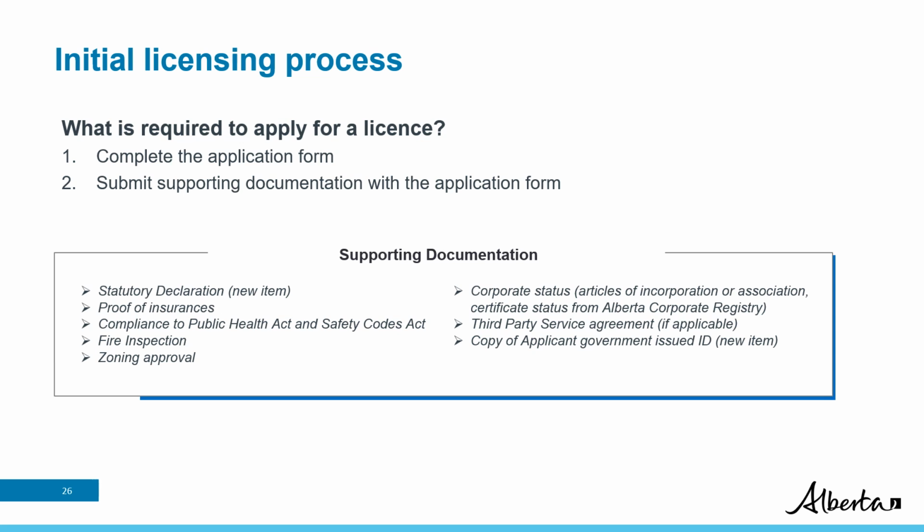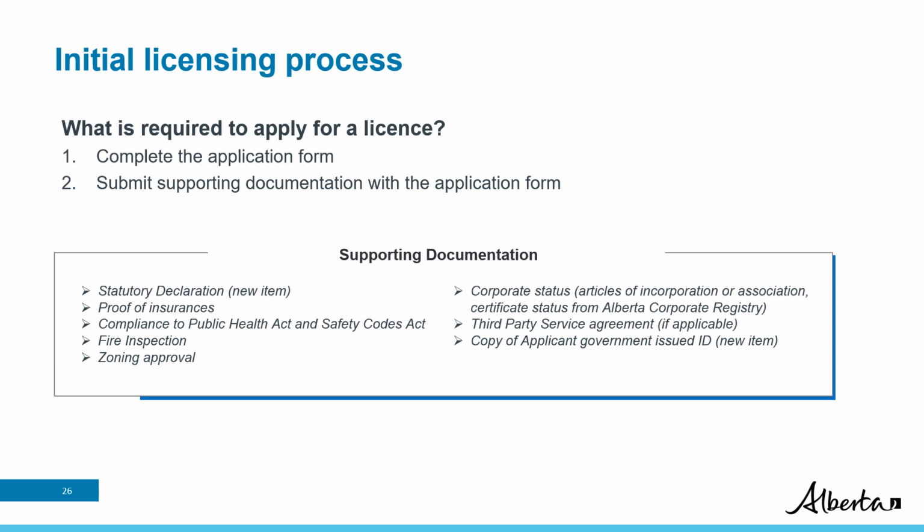This could be given to support this requirement is achieved. New buildings will have this covered under a safety inspection. Zoning approval, if required by municipality. This is not new. Corporate status, active and accurate status. This is not new. Third-party service agreement. This is new. Copy of applicant government issued ID. This is new.